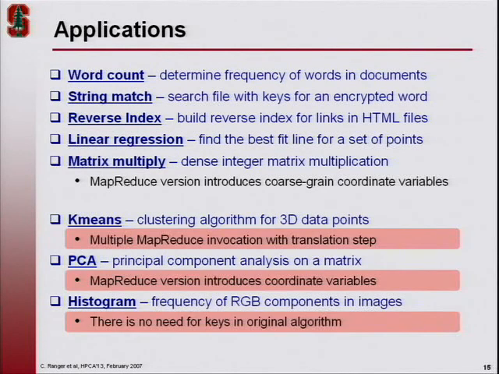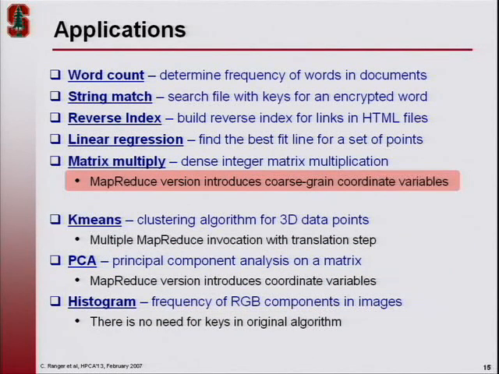For instance, K-means is an iterative algorithm and required multiple invocations of the MapReduce scheduler, which is an expensive operation. In addition, PCA and histogram required the programmer to introduce keys that weren't in the original algorithm, which made it more difficult on the programmer and introduced some overhead in the runtime. But just because you need to introduce keys into the model doesn't mean your program has to perform poorly. In the case of matrix multiply, we introduced a coarse grain coordinate as a key. But we associated this with a large enough chunk of data such that the overhead was amortized in the runtime.